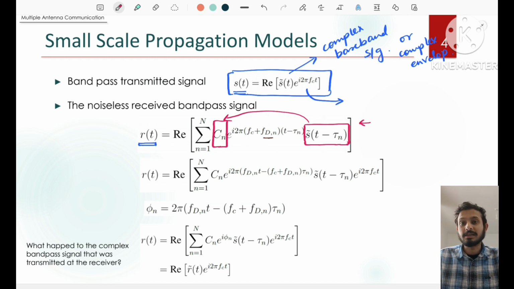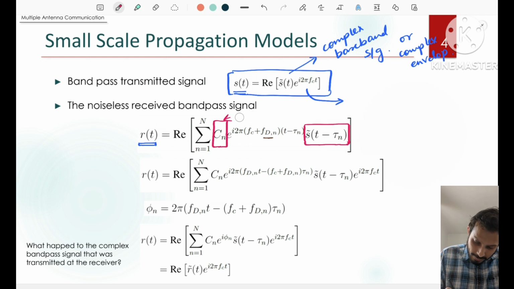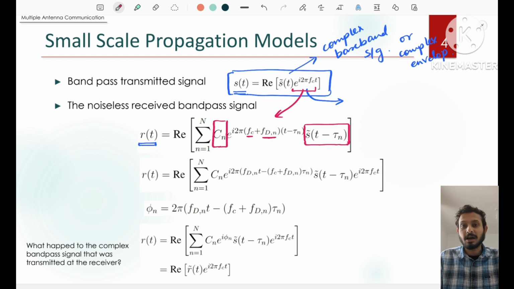And of course, the signal is either attenuated or it is improved. And thus we say in general, the signal is scaled by an amplitude Cn. Then the carrier term, now it is not just a carrier frequency. We will have a Doppler shift that is encountered in the nth path. And the time is t minus tau n, because we are experiencing a propagation delay of tau n at the nth path.